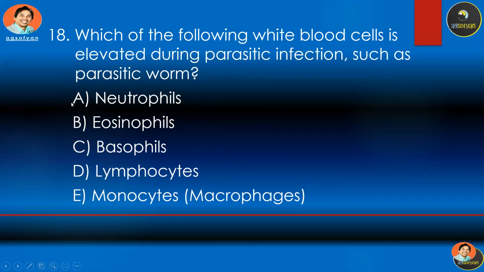Which of the following white blood cells is elevated during parasitic infection, such as parasitic worms? A, B, C, D, or E? Yeah, already mentioned before, that's eosinophil, usually the one used for fighting against parasites.